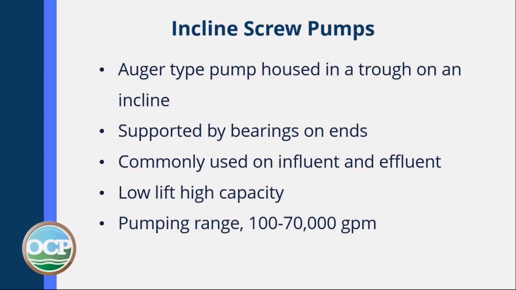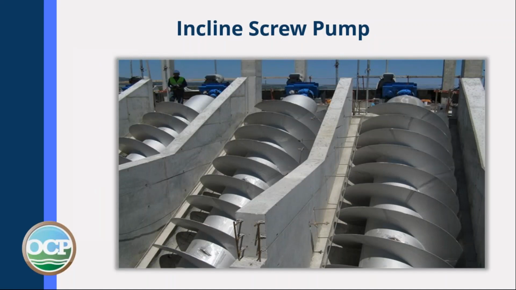Inline screw pumps. These are auger type pumps housed in a trough on an incline. They're supported by bearings on the ends. They're commonly used on influent and effluent. They're low lift, high capacity pumps with a pumping range of 100 to 70,000 gallons a minute. There's a picture of an incline screw pump. A few places in Kentucky still use them.